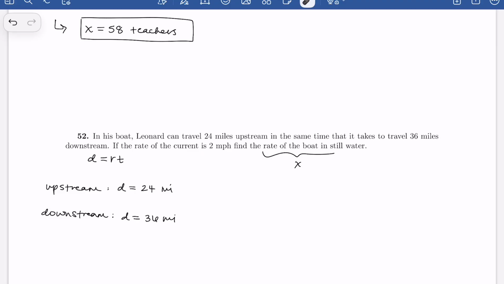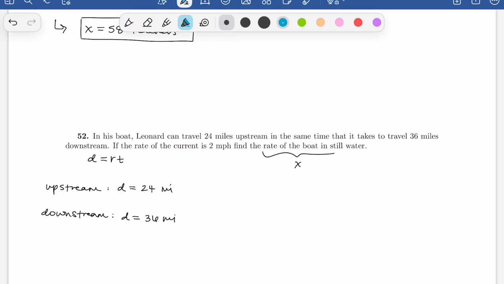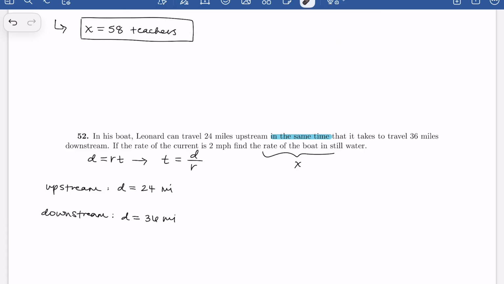But notice it says that Leonard can travel 24 miles upstream in the same time that it takes to travel 36 miles downstream. So what we're going to do then is rewrite this equation in terms of time. T is going to be equal to distance over rate. So since it takes the same amount of time to travel upstream and downstream, what we can do is create two different equations and set them equal to each other. So that's the idea here.